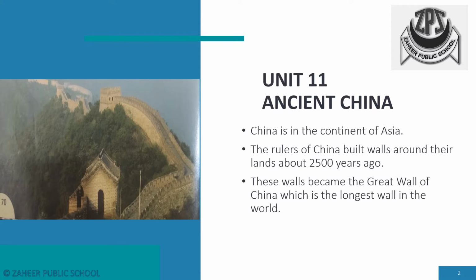China is in the continent of Asia, and it is situated to the northeast of Pakistan. So it is also the neighbor of Pakistan. You know that China is a neighboring country of Pakistan. About 2500 years ago, the rulers of the parts of China built walls around the lands for their safety, and these walls became the Great Wall of China, which is also known as the largest wall in the world. Here you can see the picture of the Great Wall built in China, which came down the hill. So it's the Great Wall of China.